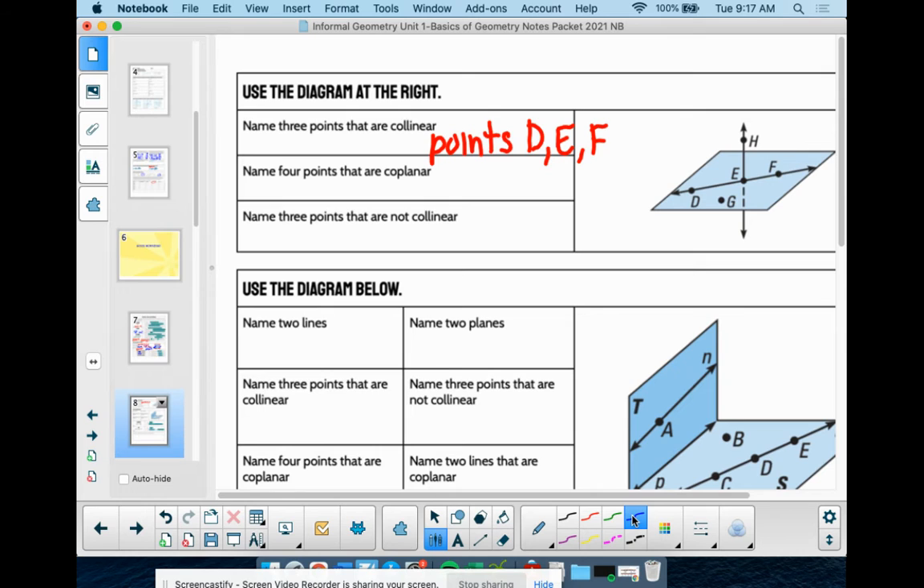All right, what about 4 points that are coplanar, so on the same plane? What would be 4 points on the same plane? Do you guys see our plane here? Remember, that's our flat surface. Now what points fall inside that box? D, G, and F. What's the only point you couldn't have used? H, because that one's hovering above it, right? So all these other ones are inside here, so those all are good answers. So points D, E, G.